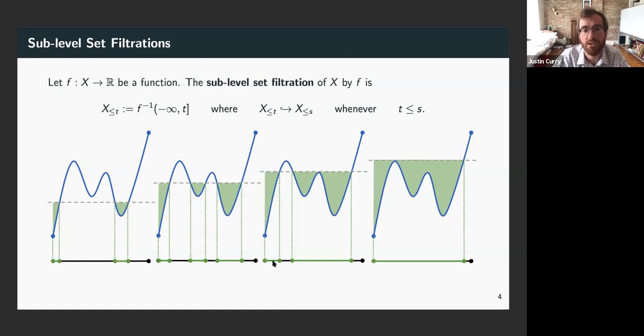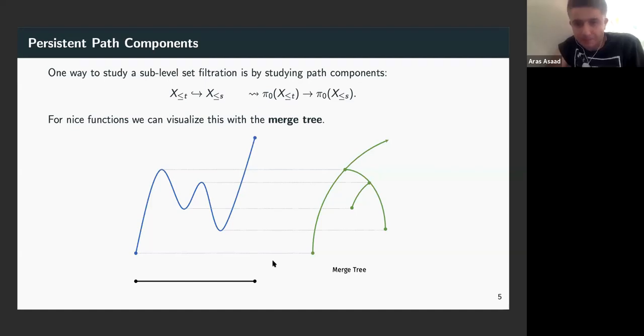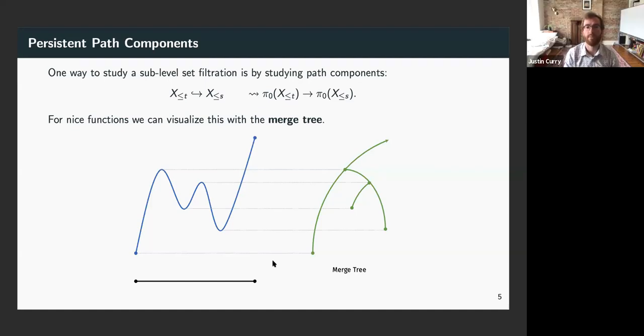This is the sort of cartoon which you're seeing with just looking at components. And of course, an easy way of summarizing all this is using something called the merge tree, which I don't think has really been discussed today. It was alluded to in Liz's talk, which is you have a tree-like summary of how connected components evolve with respect to a filtration. Here you have a leaf node for every local minimum, and then you have an internal node for every local maximum.